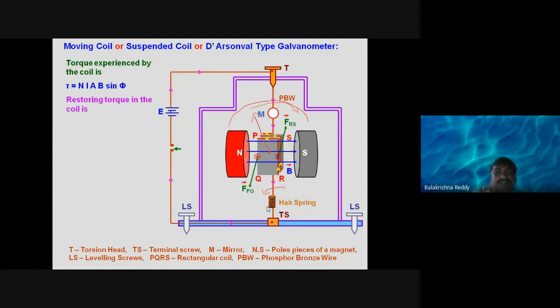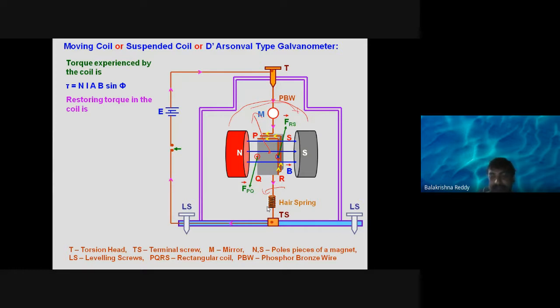The next, restoring torque. Why did I say restoring torque? This is the original torque experienced by a coil. Due to the twisting of the coil, due to the production of motion according to Fleming's left hand rule, it has moved like this. For that motion, what happened? This coil has rotated like this. Then the spring, obviously, will rotate opposite to that. Where there is a force, an opposite force will act automatically.